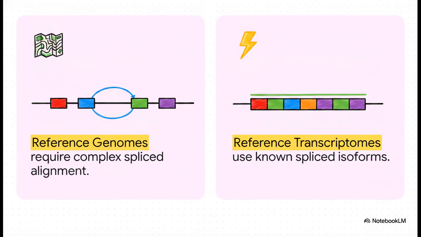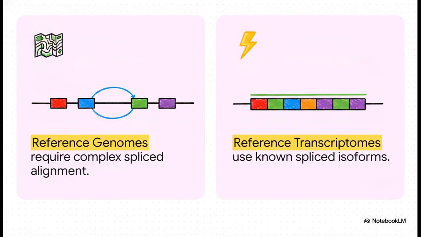We actually have two different guides we can choose from. The first is a reference genome. This is the whole shebang, the full representative genetic sequence of the species. But mapping to a genome requires complex spliced alignment. Remember alternative splicing? A read might span an X-sized intron, meaning its two halves could map thousands of base pairs apart on the genome. It's tricky.